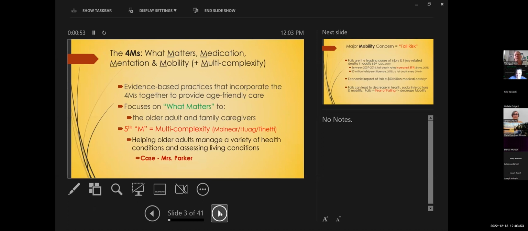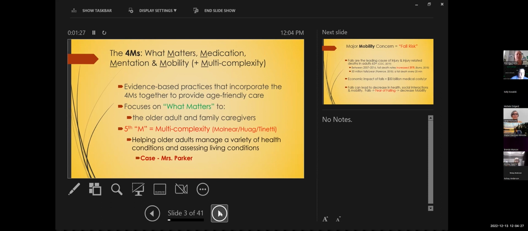We base a lot of our ECHO on the 4 M's: what matters to the patient, medication, mentation, and mobility. In the last year or so, they've added a 5th M, multi-complexity. Our case today with Mrs. Parker is really going to show how that multi-complexity can make it a little bit harder when we have to assess and to do interventions.